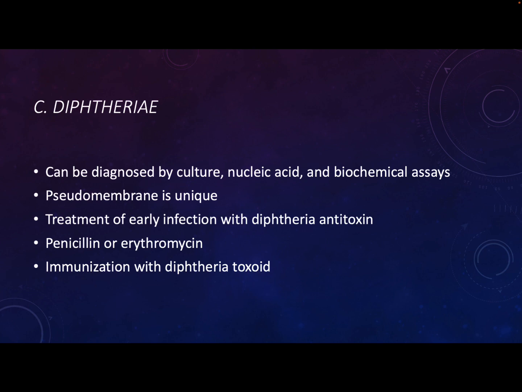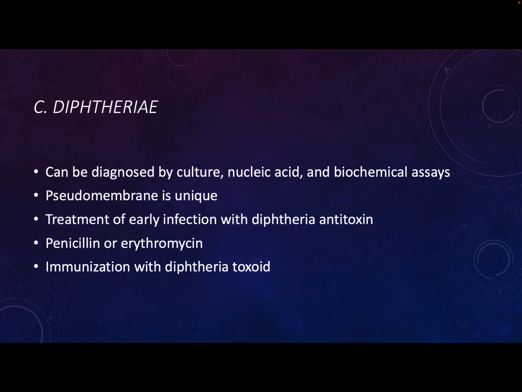And then combined with the possibility of the bull neck, the symptoms are pretty diagnostic there. Treatment of early infection: the other thing that they could do if they suspect diphtheria and the patient doesn't seem to really be improving is give the patient diphtheria antitoxin. So basically passive immunization, the preformed antibodies against diphtheria.